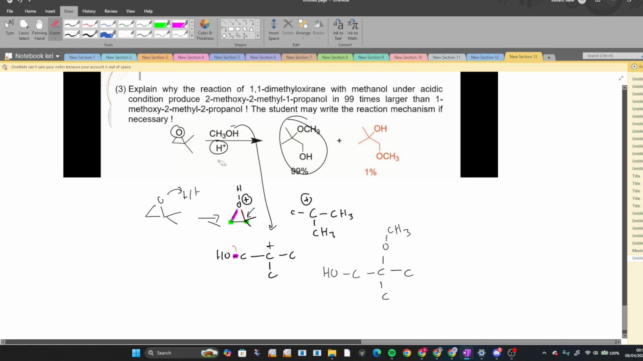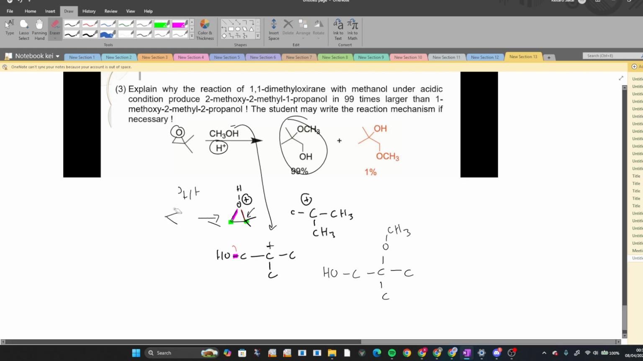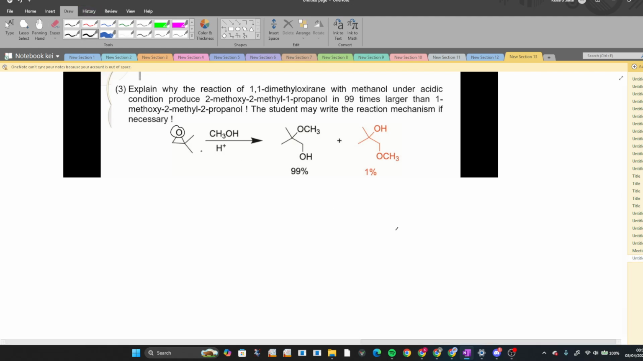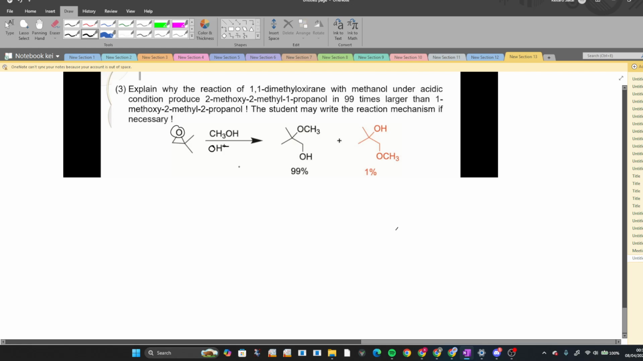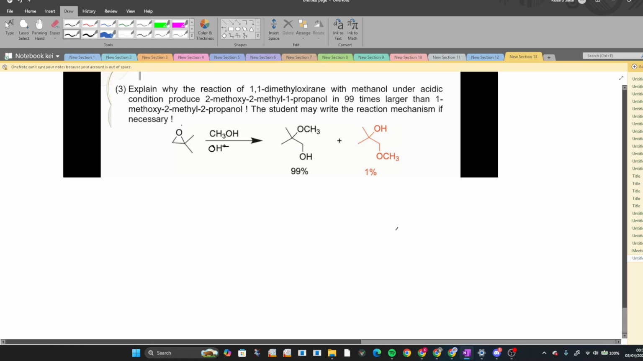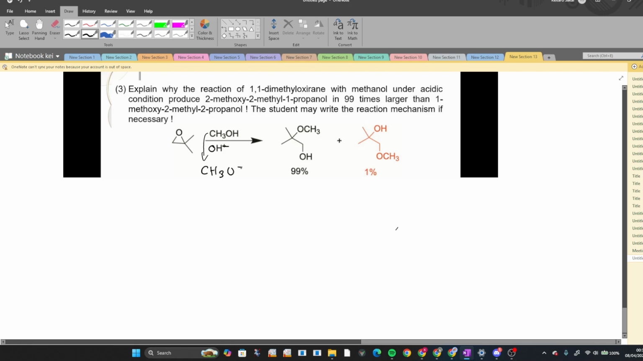Now, what happens if this is in a basic condition? If it were in a basic condition, I'll erase this because it's video. If this was basic, there is no proton that can protonate this oxygen, right? So what happens is there will be a more direct attack. What will happen is methanol will actually become a strong nucleophile like this, and it will directly attack.